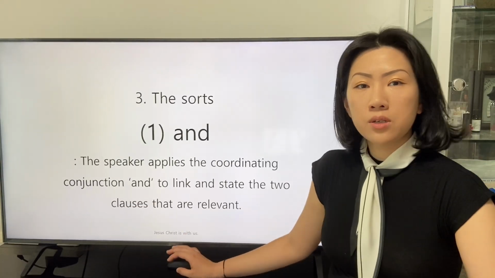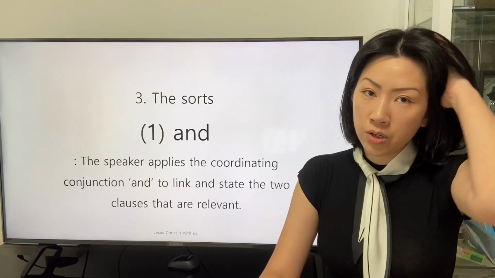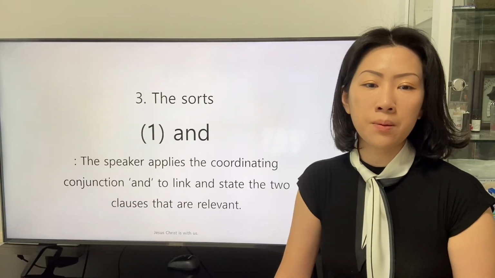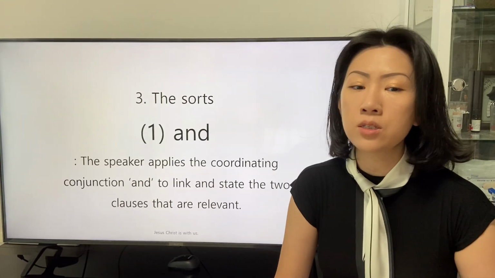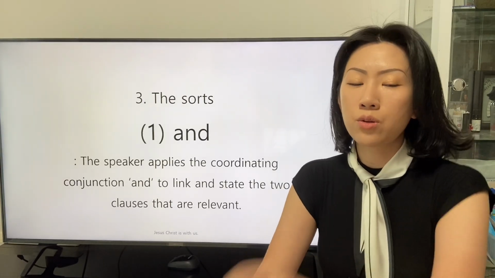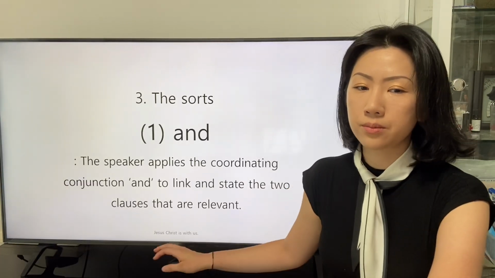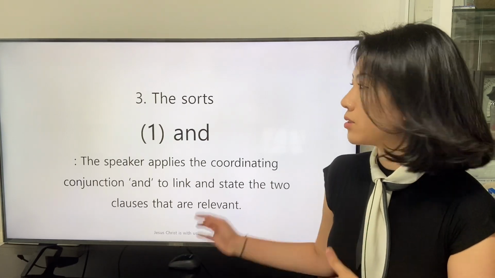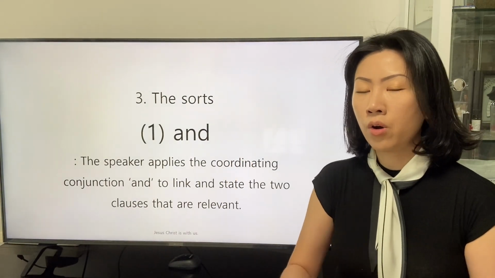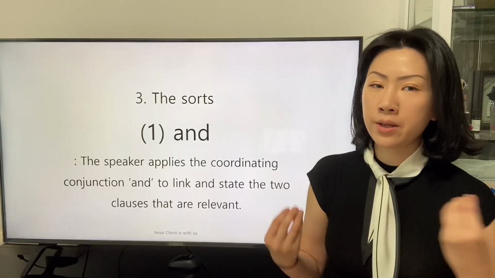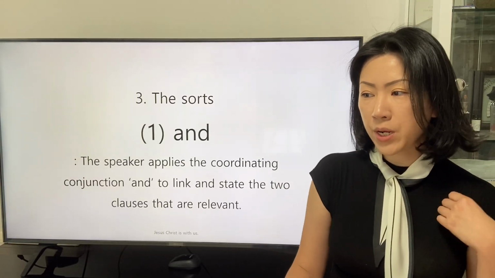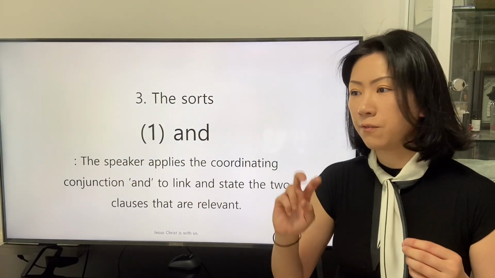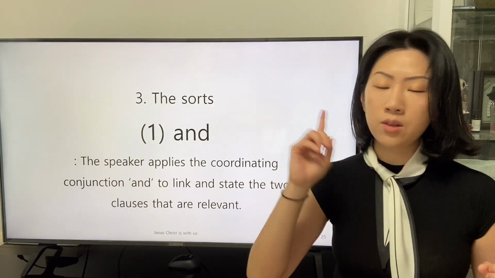The first sort of the coordinating conjunction we will start to study is the conjunction and. The speaker applies the coordinating conjunction and to link and state the two clauses that are relevant. According to the relevance, the speaker applies the coordinating conjunction and, or the speaker can apply the conjunction and when the speaker intends to reveal the serial arrangement of the two clauses in the timely order.